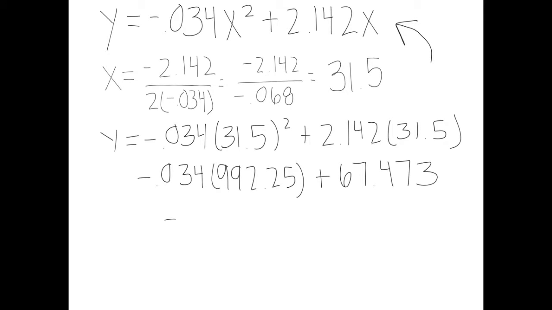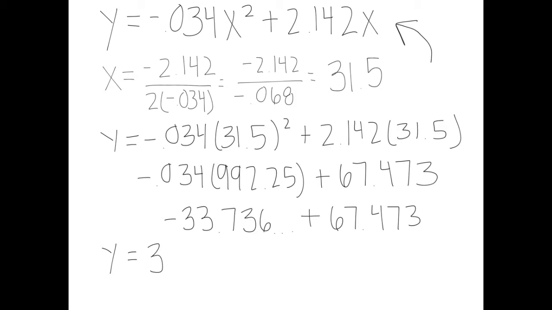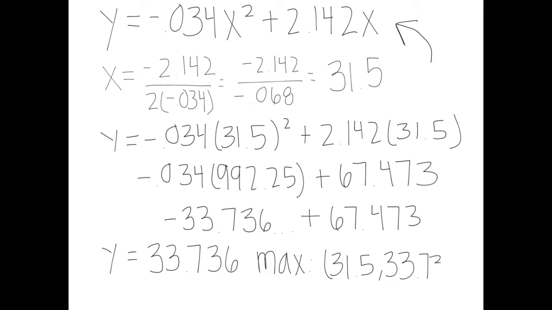Now if we simplify even more, negative 33.736 plus 67.473, then our y value equals 33.736. So that's our maximum height in inches. And the actual point, the vertex, is 31.5, comma, 33.736.